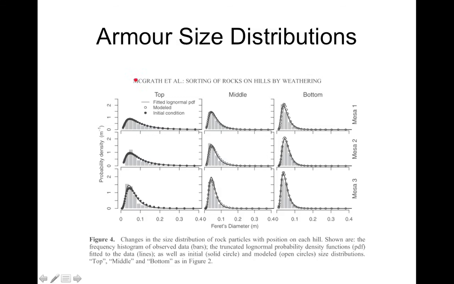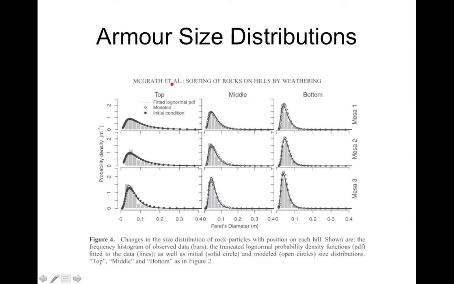So we developed a model, and we also compared that model to our empirical data. And the empirical data are these histograms, and the model is the little circular dots here. The initial condition we took to be the size distribution of the rocks at the top of the hill, and we then predicted how the size distribution changed as we went from the top of the hill down to the bottom, right?